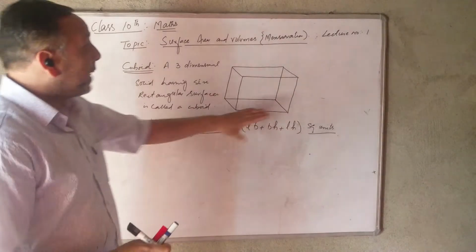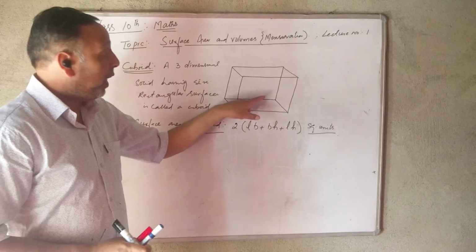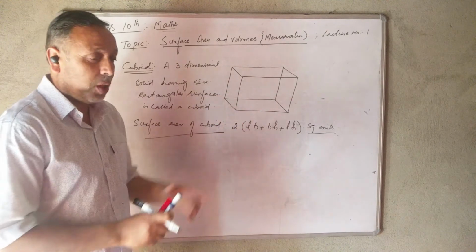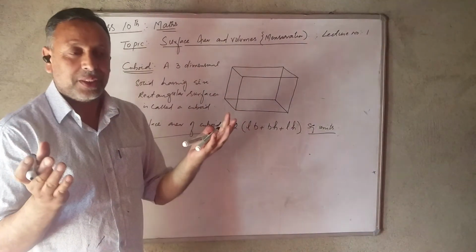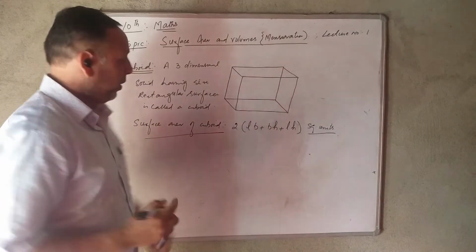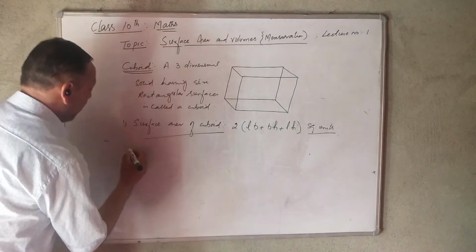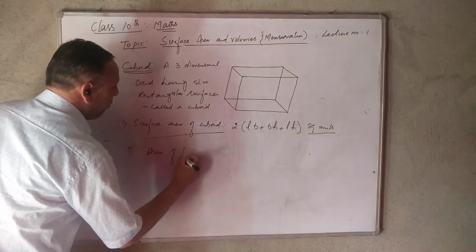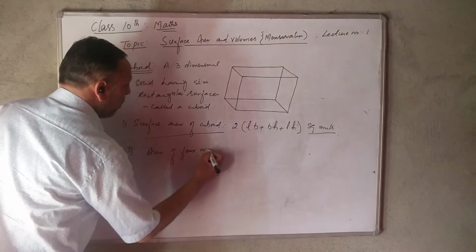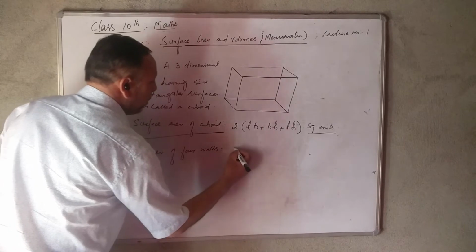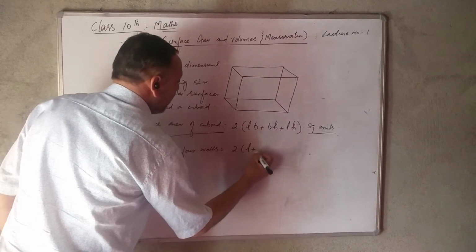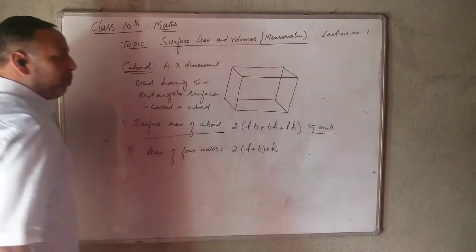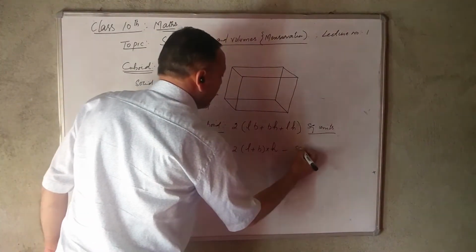Now, if we exclude the surface areas of base and the top, then we are left with four surfaces. That means the four walls. Second, area of four walls. It is 2 times length plus breadth into height, square units.